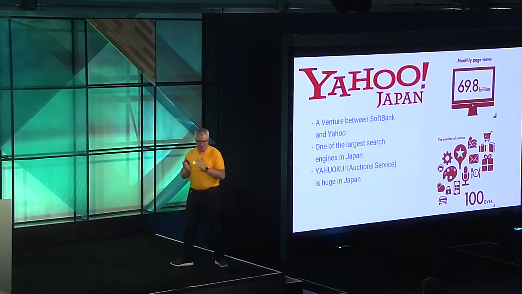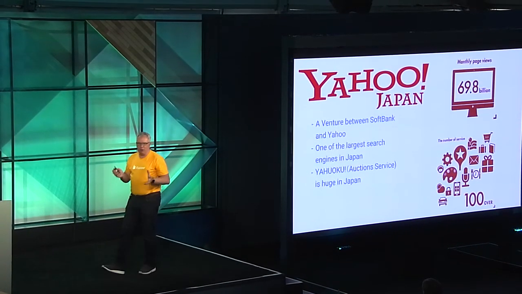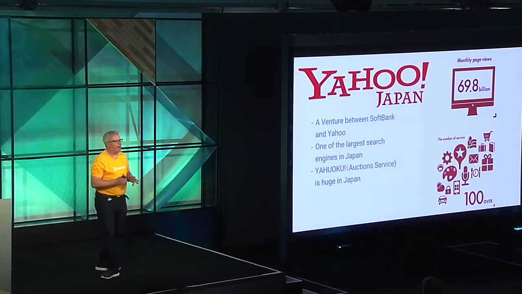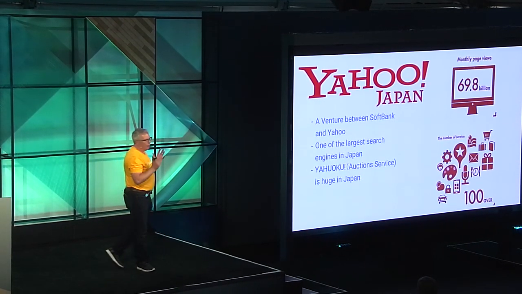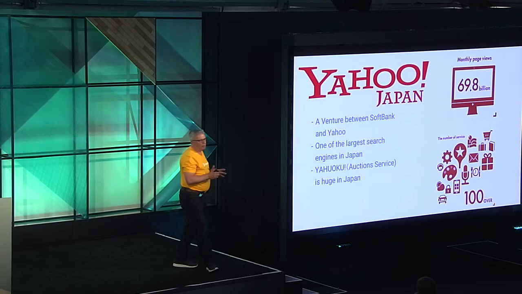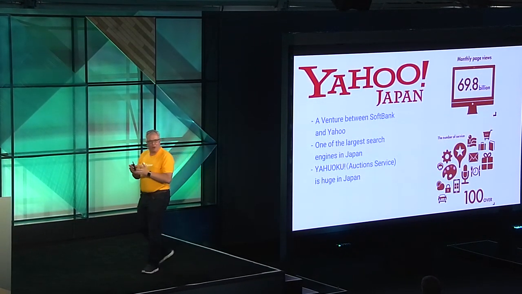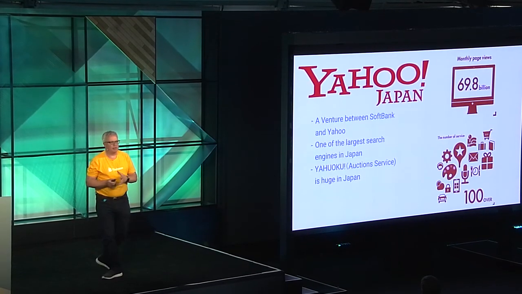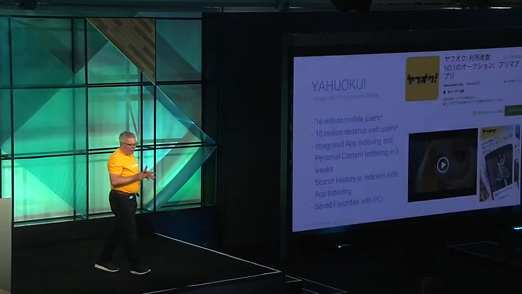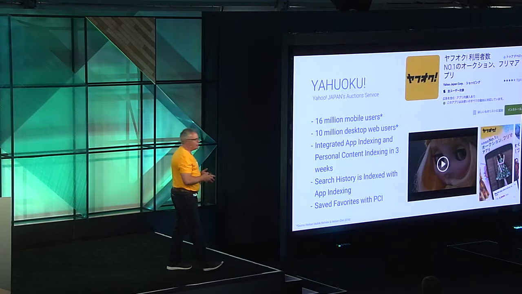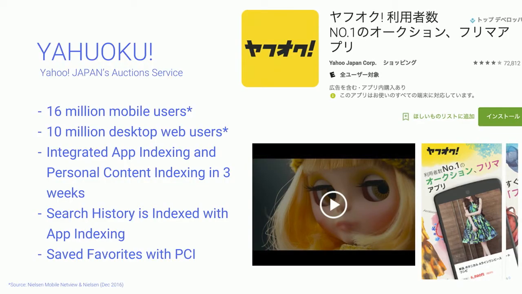But first of all, I want to talk a little bit about Yahoo Japan. This is a terrific application. We're probably familiar with Yahoo, but Yahoo Japan is really huge in Japan. They're one of the largest search engines, and one of the biggest on mobile in particular. And they built this thing, and I hope I'm pronouncing it correctly, called Yahoo Oku, which is an auction site in Japan. Yahoo Oku has 16 million mobile users and about 10 million web users, and it's growing all the time.